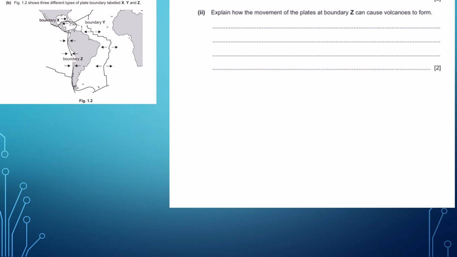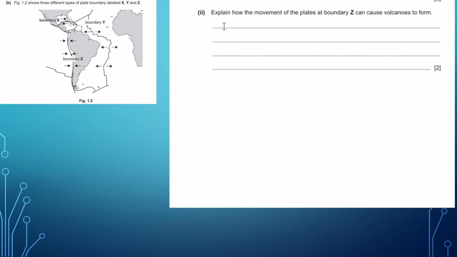So now they ask about boundary Z, which is a convergent plate boundary. This is important. It's a 2-point question. The first point comes from knowing that if a section of continental crust converges with a section of oceanic crust, the denser oceanic crust undergoes subduction, goes down, and starts melting. Then volcanoes can start forming as pressure increases and the magma will heat up and escape.